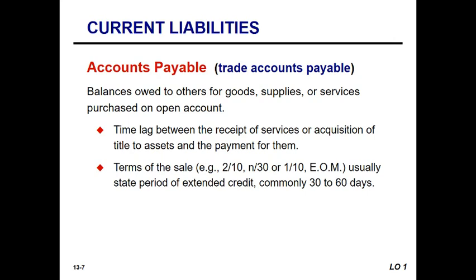These types of accounts are going to typically have terms that are attached to them. And they represent, as you see here, 2/10, n/30, 1/10 a month. They're going to state the period of credit, whether that's 30, 60 days, 6 months, whatever the case may be.